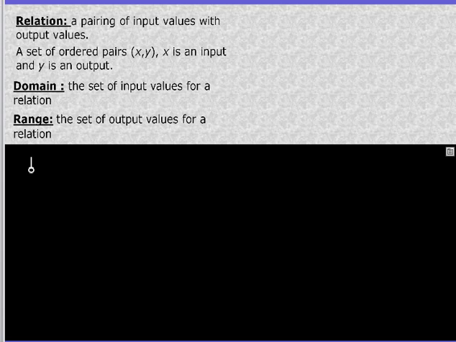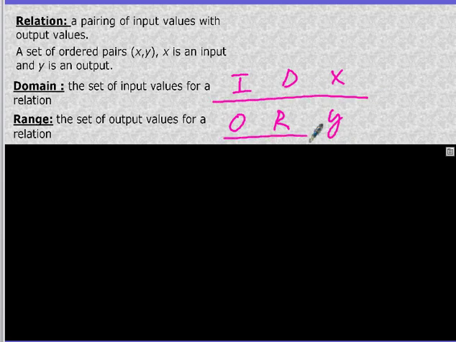One way it might be easy to remember is that input and output are in alphabetical order. For instance, input starts with an I, output starts with an O. Domain and range are also in alphabetical order. So domain is going to go with input, range is going to go with output, and x and y are also in alphabetical order. So these all belong together, and these all belong together.